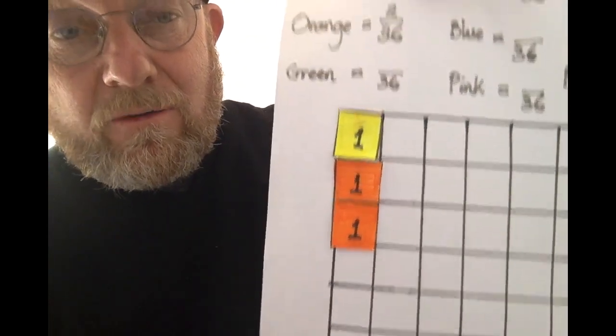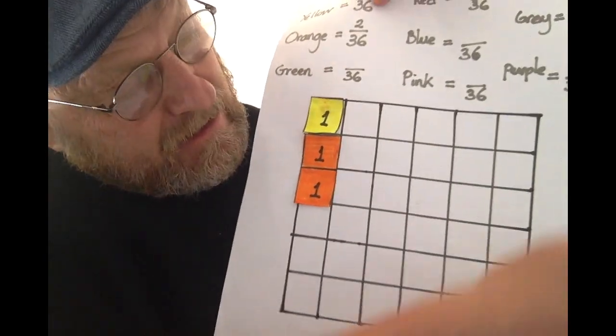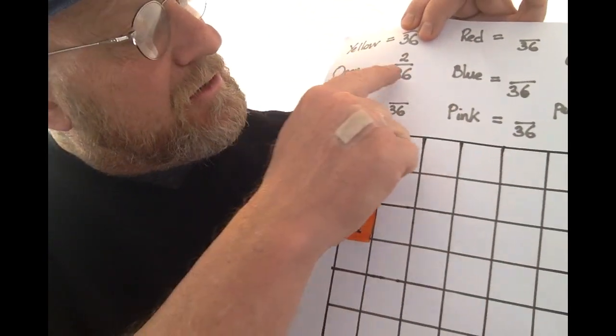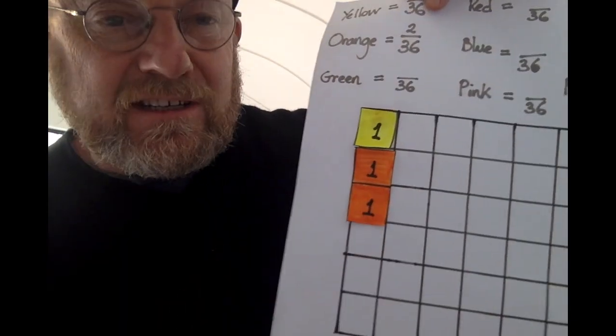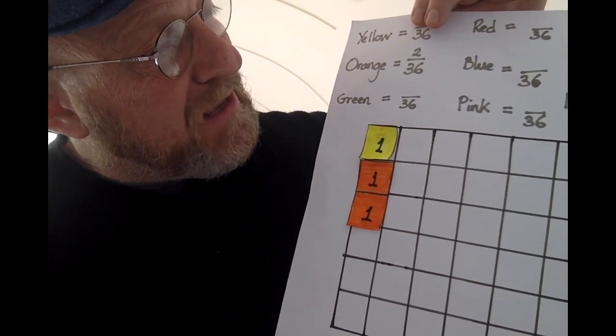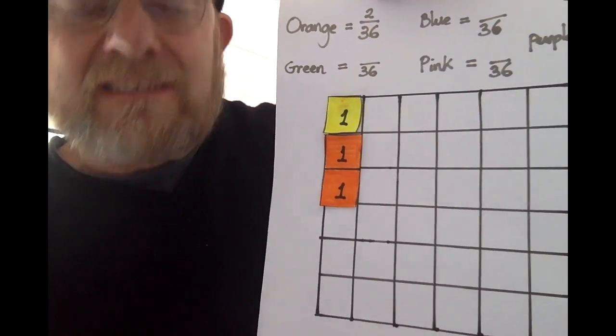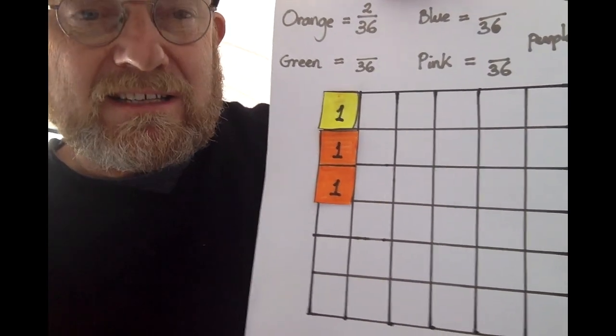There we go. Now orange, let's have a look, is 2 squares. My denominator is 36, so orange is 2 over 36. And then you do green, red, blue, pink, grey and purple. And the fraction, of course, will get bigger because you've used more squares.